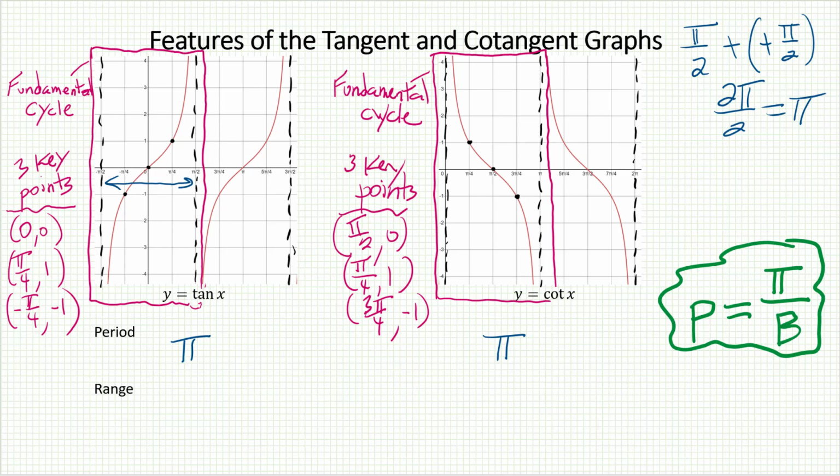And then how about the range? Well, this is pretty easy because at the top and bottom of these graphs are arrows. They just go on and on forever in both directions. Every single y value imaginable shows up on this graph somewhere. So the range is just all real numbers. I'll write negative infinity to infinity for interval notation. And of course, it's just the same for the cotangent function. All real numbers, negative infinity to infinity.